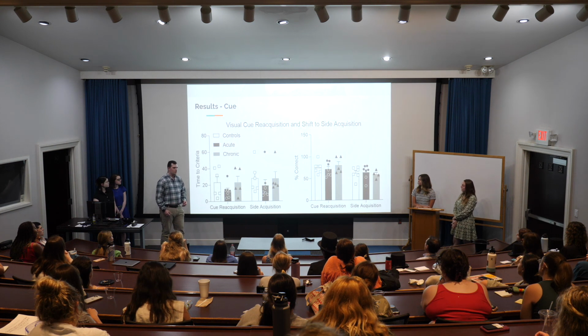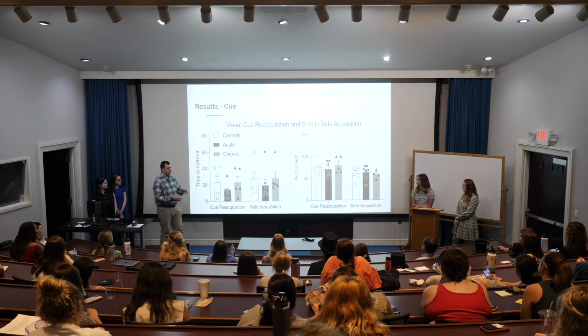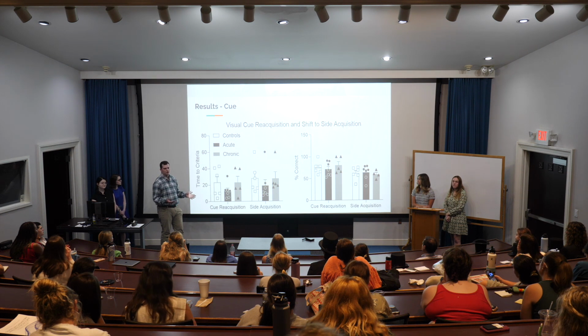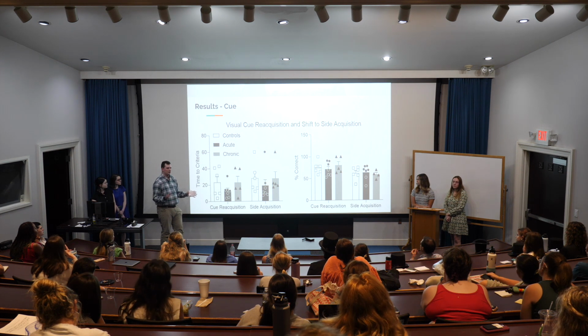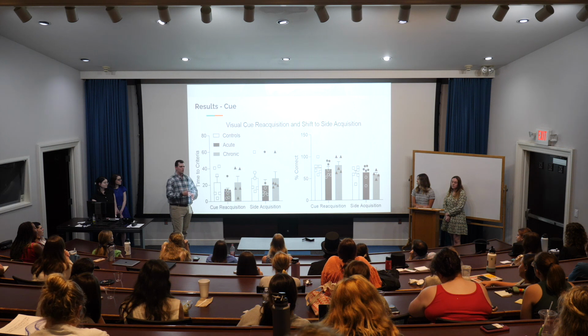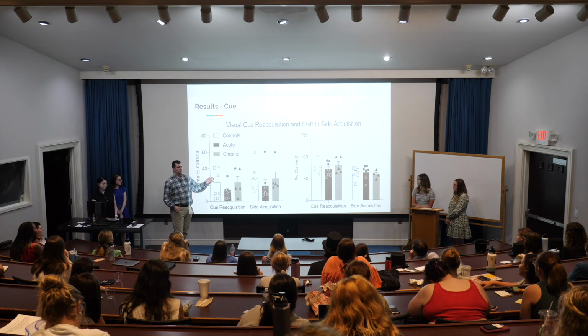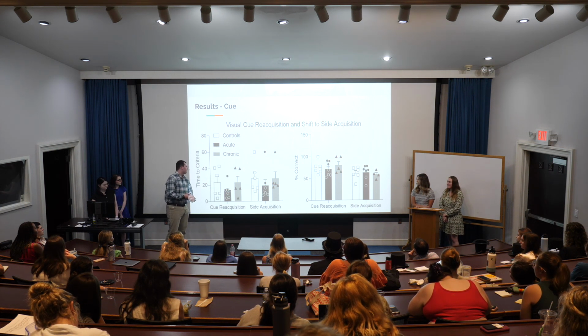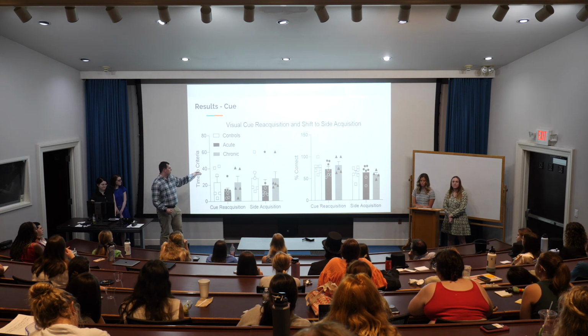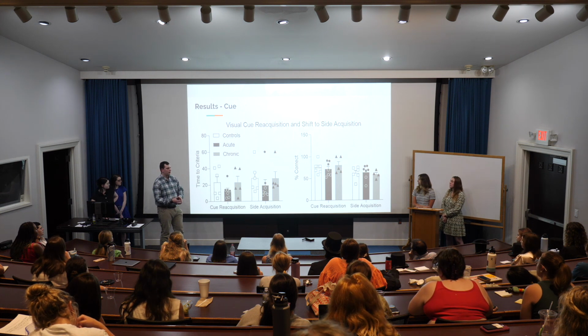For set shift, we see that in terms of time to criteria, the acute group took a little bit less time to reach criteria compared to the other groups. Not significant, unfortunately. In terms of percent correct, we see that the acute group performed a little bit worse than the other groups. Again, not significant. For all groups, we saw an increase in time to criteria when they had to switch to the side cue, and we saw a decrease in percent correct for the same.